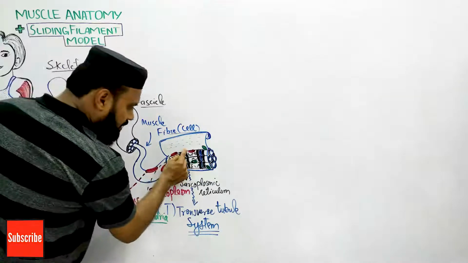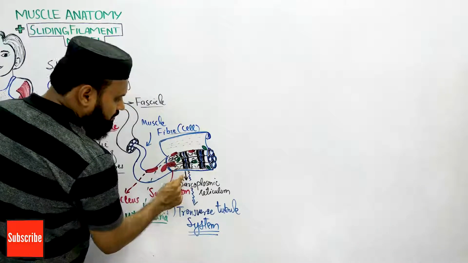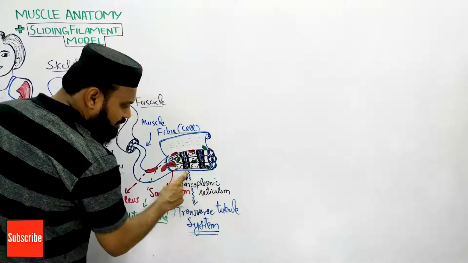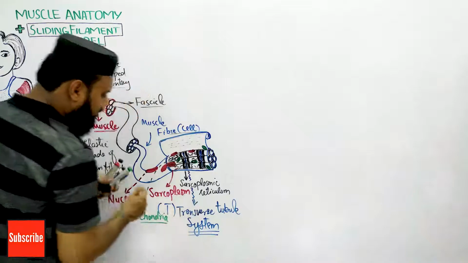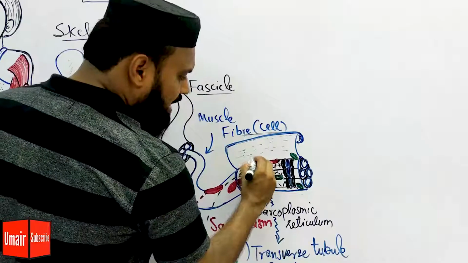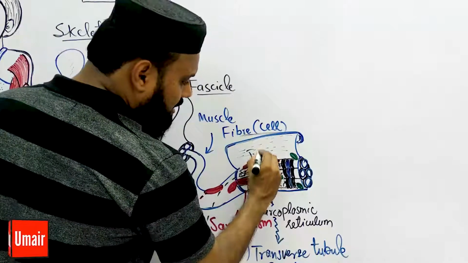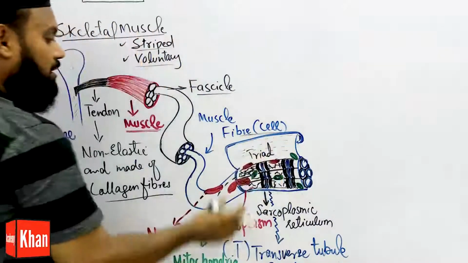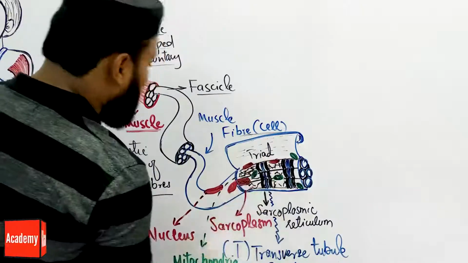Okay, next thing to know is that there is a kind of 3 tubules. Two are the sarcoplasmic reticulum, and in between is the transverse tubule. These all combined are called a triad. I will tell you later what the triad is and how they work.